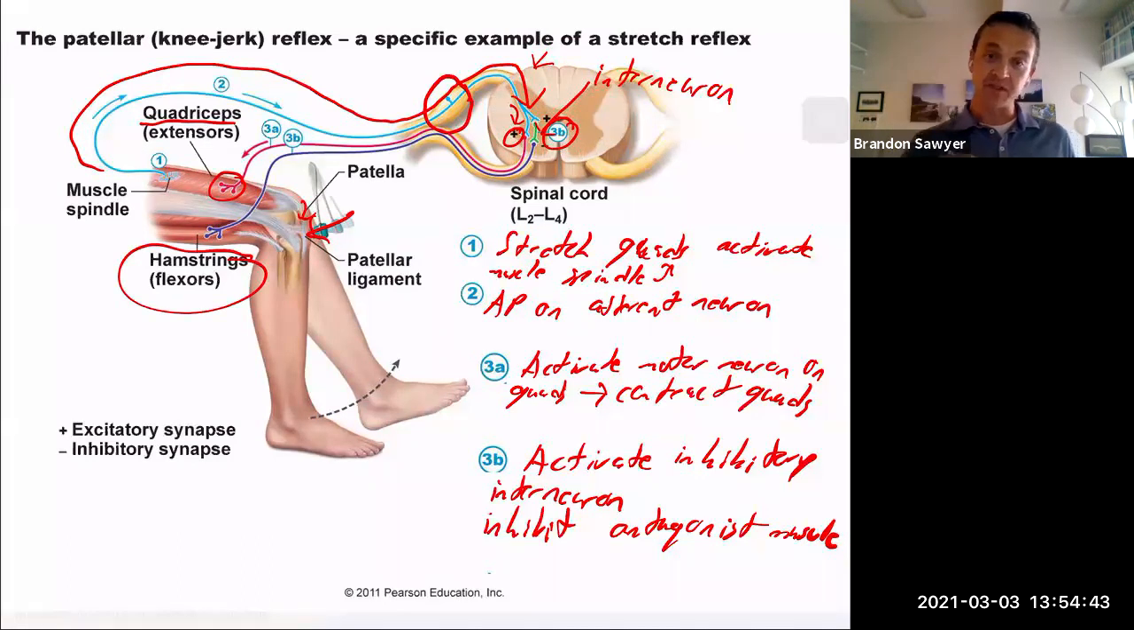Okay. So we inhibit those, right? Why would we inhibit those? Because we don't want to. If we contract the hamstrings, then we're going to stretch the quads more, right? That would be the opposite of what we want to do. We don't want the quads to stretch, right? Because we're going against the stretch.